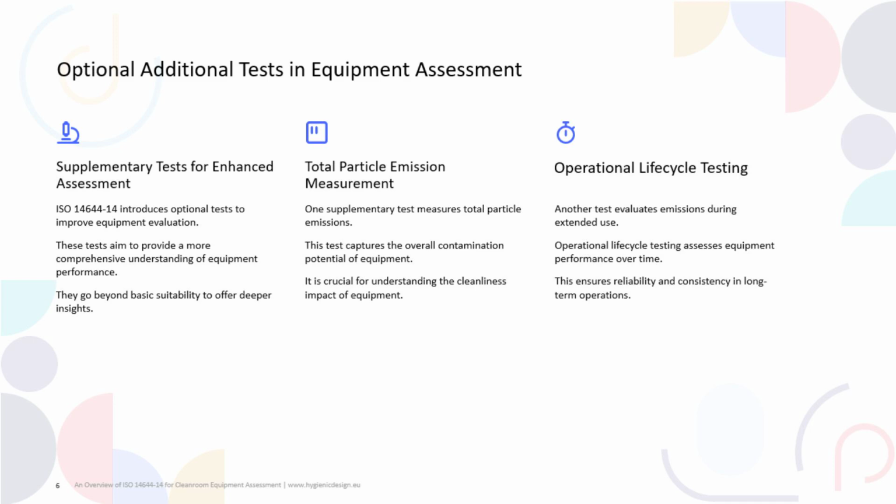One key test is the total particle emission measurement. This test quantifies the overall contamination potential of the equipment, which is essential for assessing its impact on cleanliness in controlled environments. Another important test is operational life cycle testing. This evaluates emissions during extended use, helping to ensure that the equipment maintains reliability and consistent performance over time. Together, these tests help provide a thorough assessment of equipment suitability and performance in critical applications.